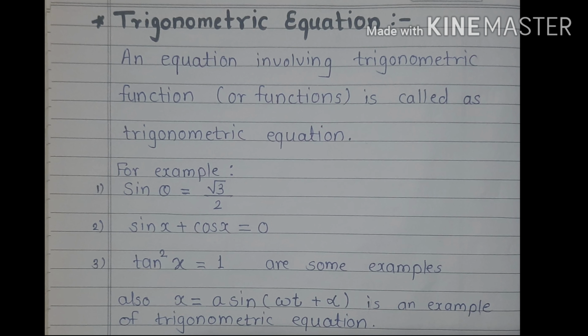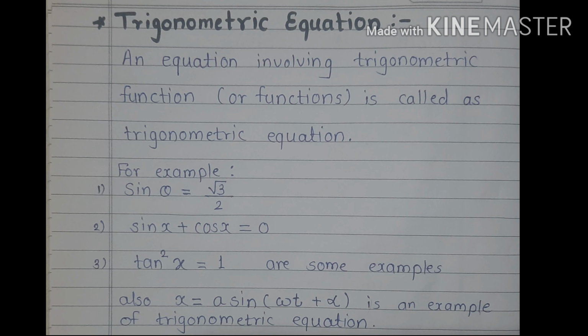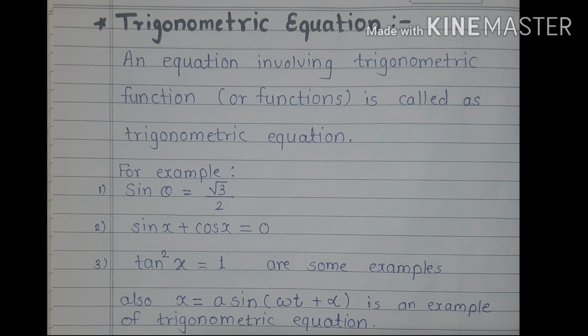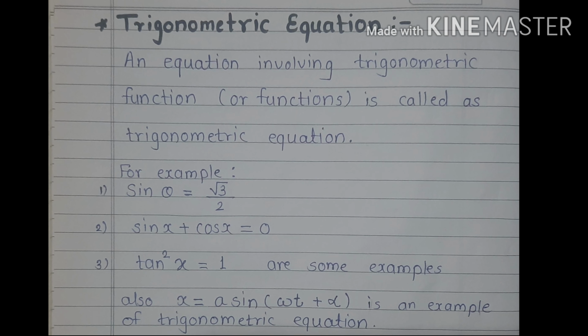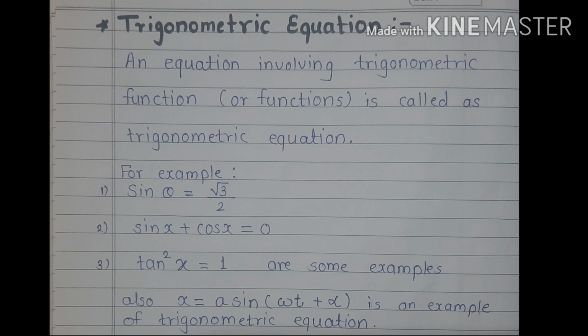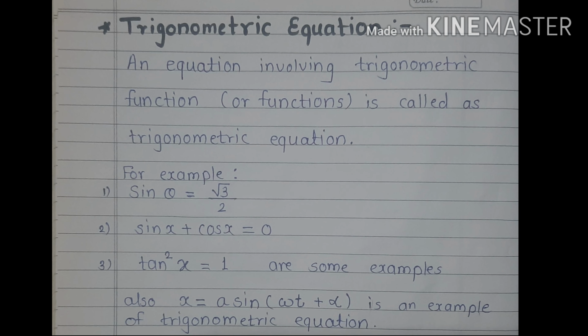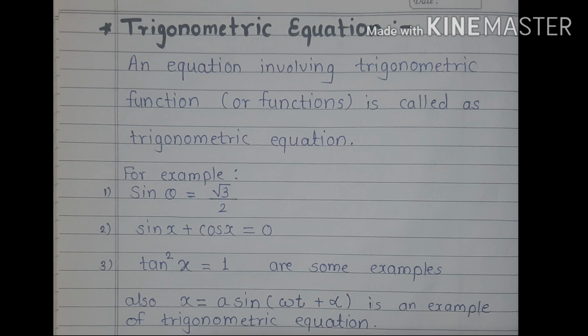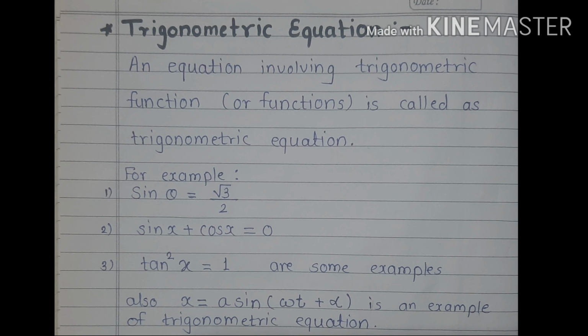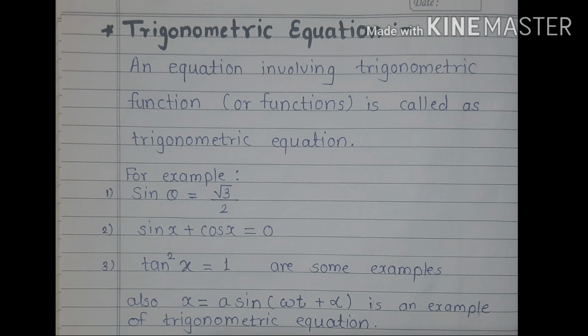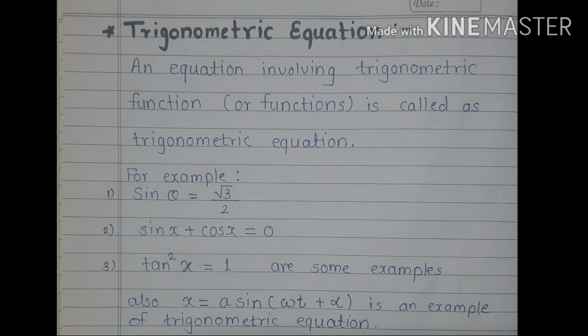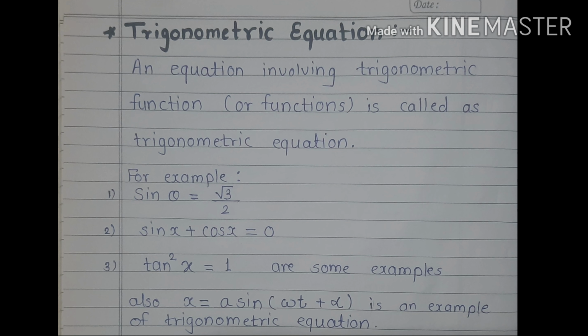So let's start with the topic trigonometric equation. An equation involving trigonometric function or functions is called a trigonometric equation. We know that there are 6 trigonometric functions: sine, cosine, tan, sec, cosec and cot. So using these functions we can have a trigonometric equation.